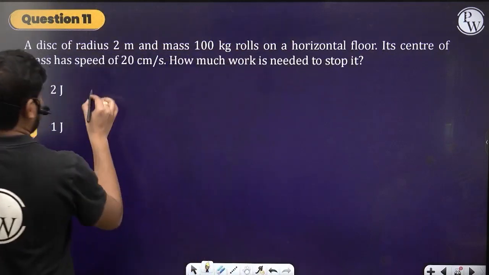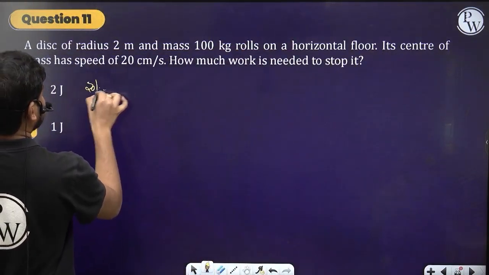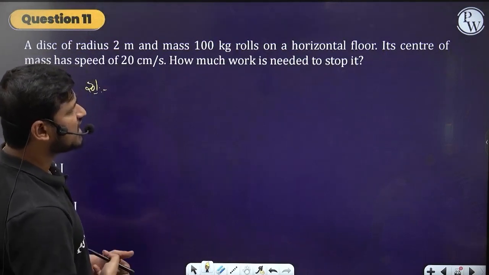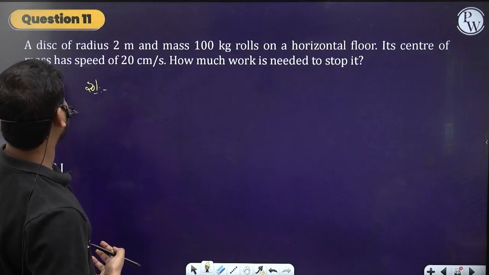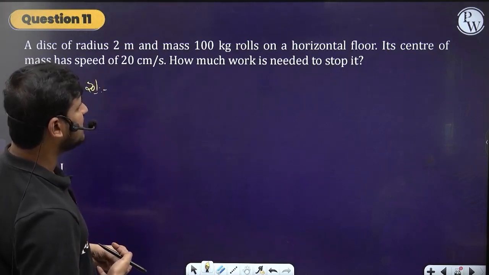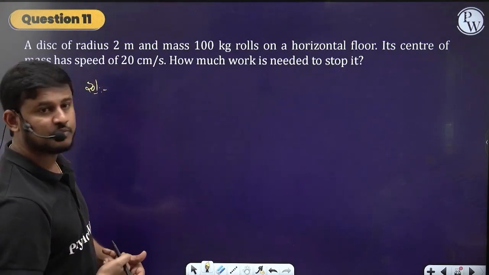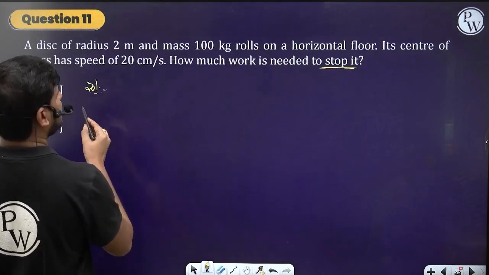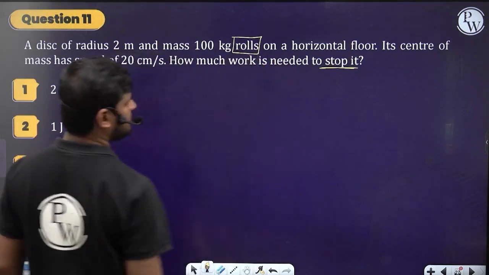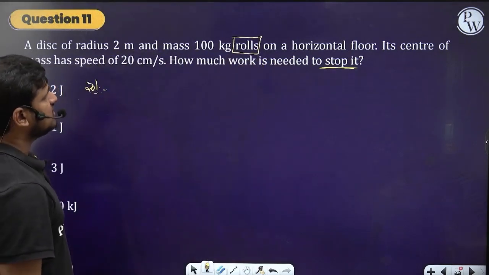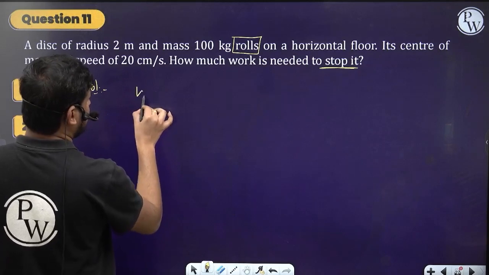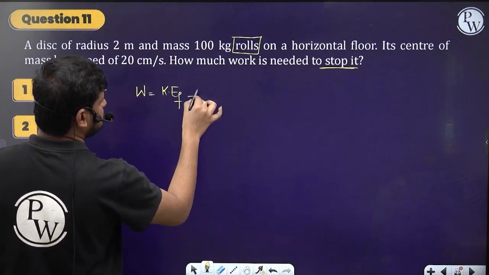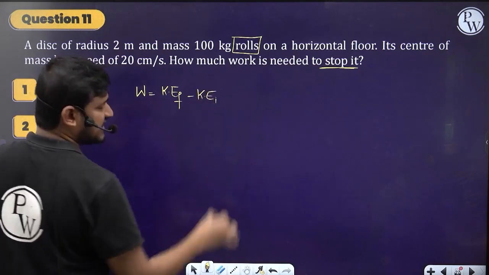A disc of radius 2 meters and mass 100 kg rolls on a horizontal floor. Its center of mass has speed 20 centimeter per second. How much work is needed to stop it? It rolls on a horizontal floor, so the first thing is you have to apply the work energy theorem. The work done will be equal to the change in kinetic energy.